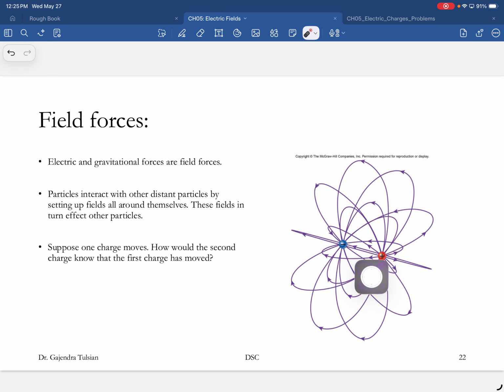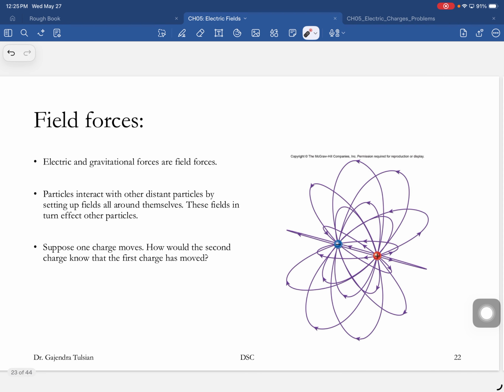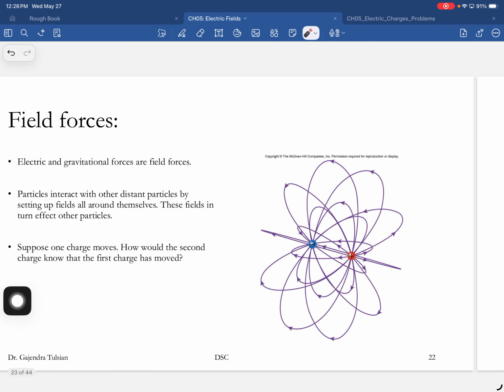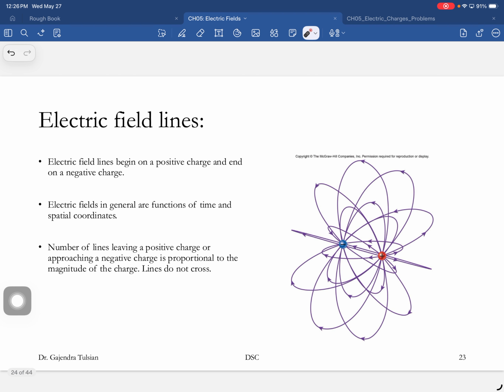So this is a dipole. A dipole is two equal and opposite charges, and that's the field that is produced around it. We said that this guy produces a field, and other charges just feel the field right next to them. So you already know the answer to that. Suppose one charge moves, how would the second charge know that the first charge has moved? Field change. Field change, yeah.